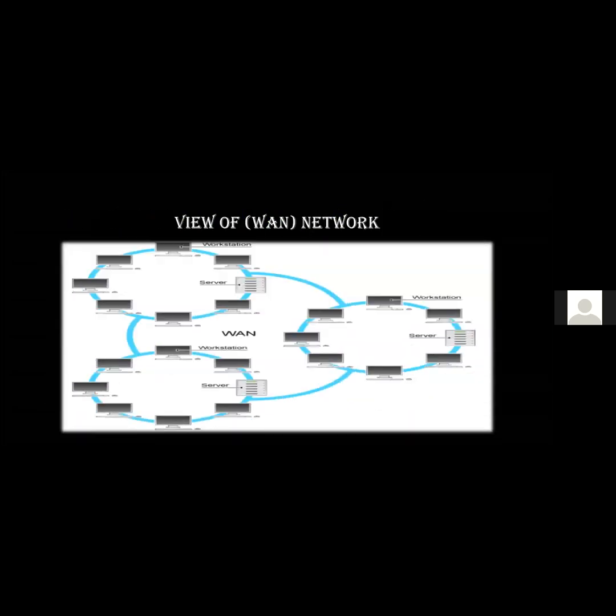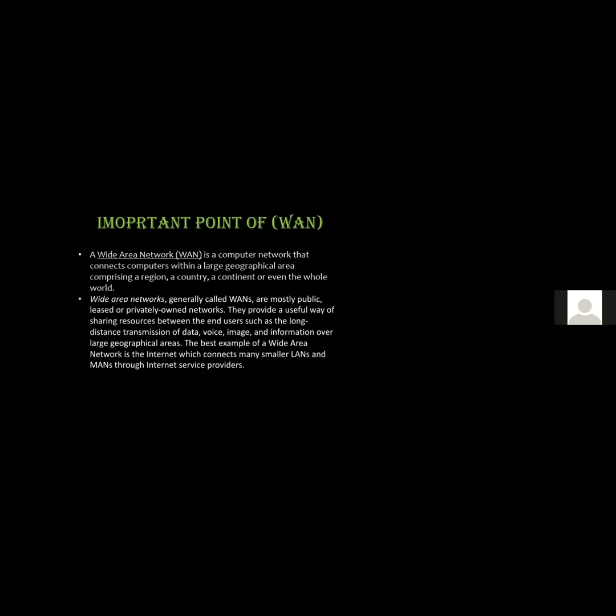Now this is the view of a WAN network, how it looks, how it works. There are different YouTube links and websites which can help you to know the network. Now, an important point which I feel is important to understand the WAN network: a wide area network is a computer network that connects computers within a large geographic area, comprising a region, country, continent, or even the whole world.